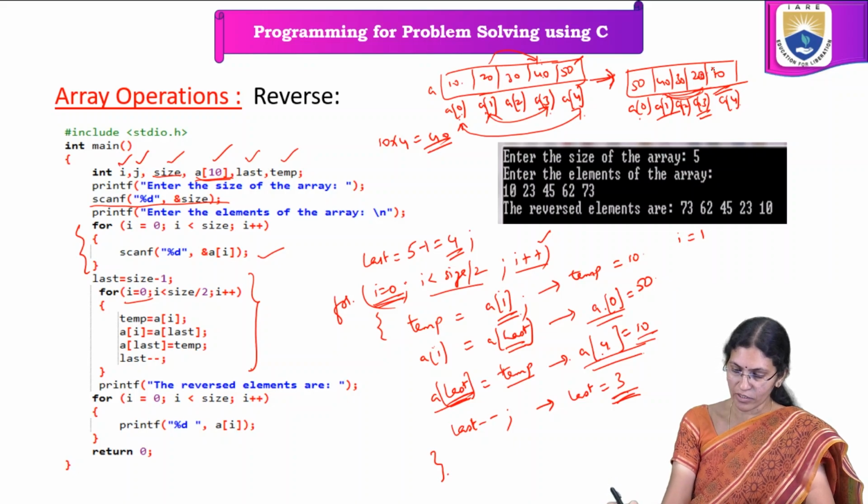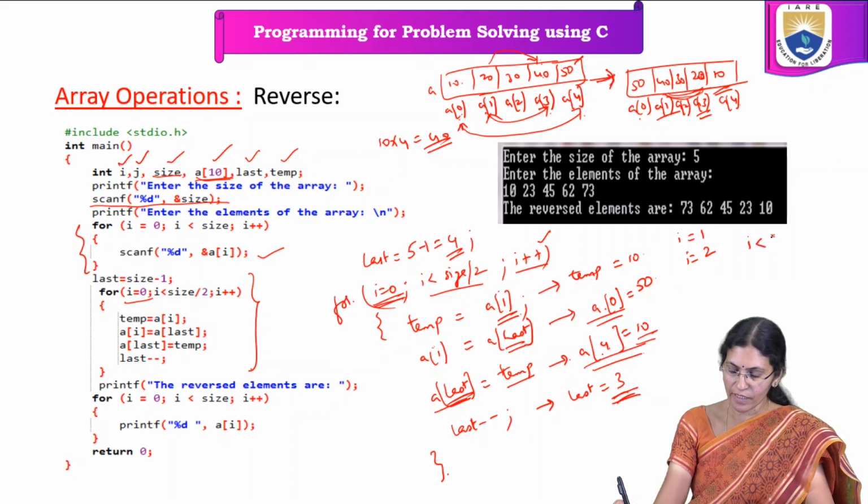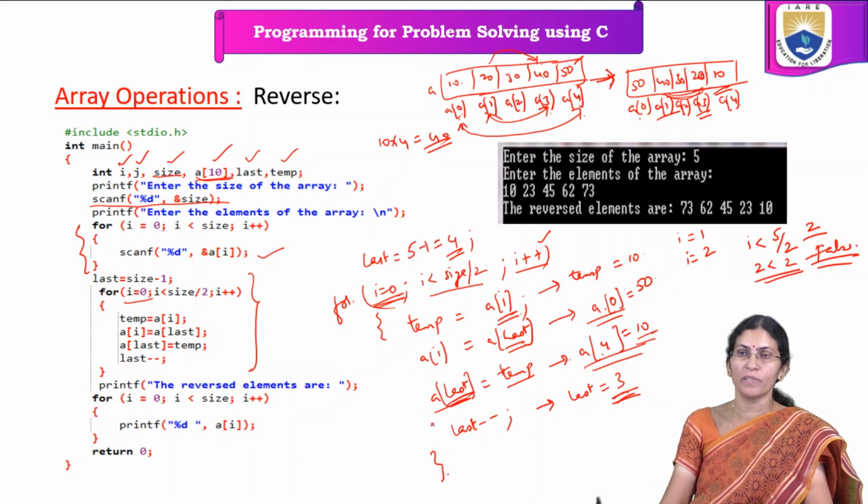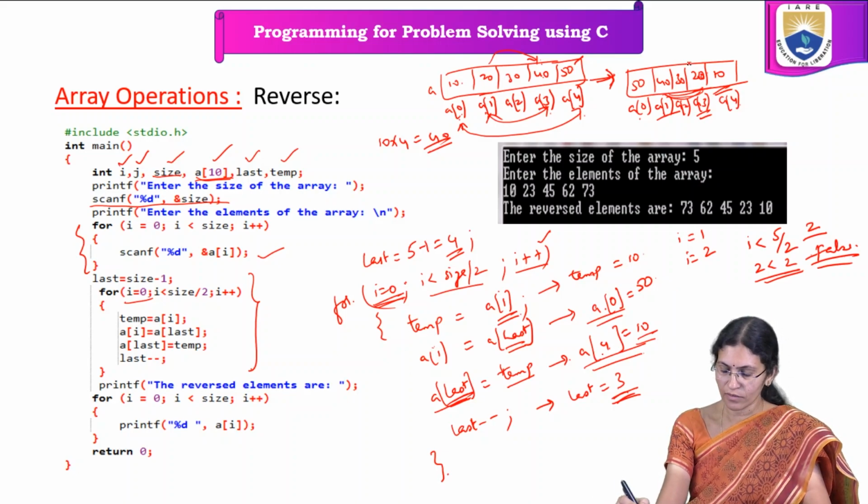Now in the third iteration, when I is equal to 2 now, 0, 1, 2, the condition tested is I less than size by 2. So 5 by 2 is 2, and 2 less than 2 is false. So this condition becomes false, and the statements will not be executed.